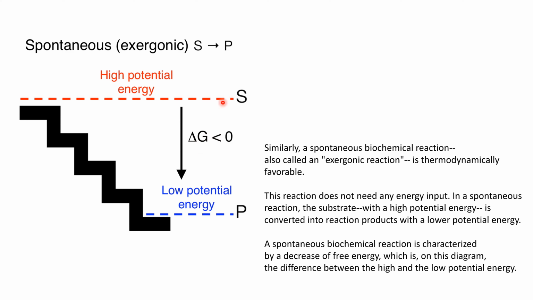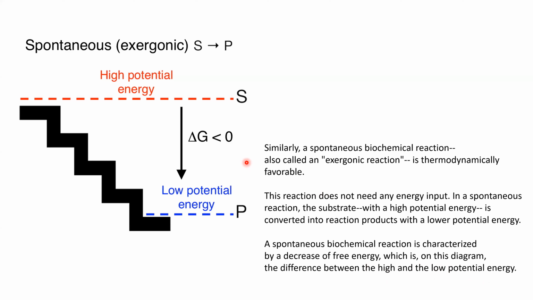If your reactants are releasing the energy to convert into the product, so delta G is less than 0, and this is with the negative sign, right? So a spontaneous biochemical reaction is characterized by a decrease of the free energy, which on this diagram is the difference between the high and the low potential energy, right? So this is the exergonic reaction in biochemical reactions.